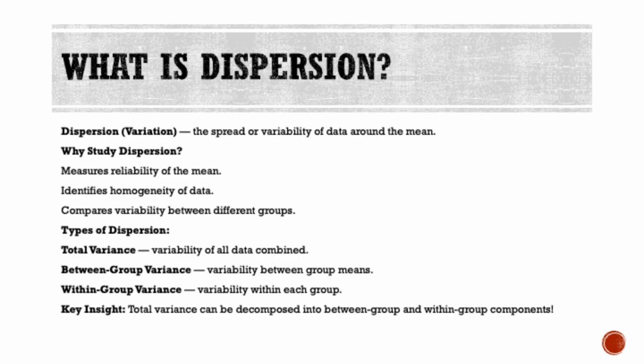There are three types of dispersion we need to understand. Total variance measures the variability of all data combined. Between group variance measures the variability between different group means. And within group variance measures the variability within each individual group. The key insight is that total variance can be decomposed into these two components.